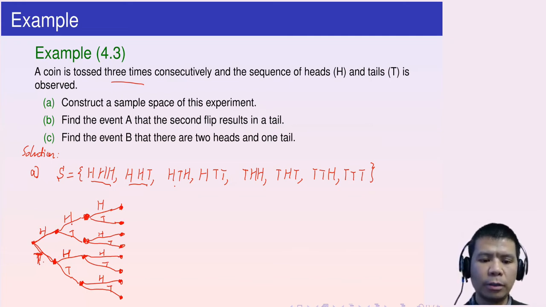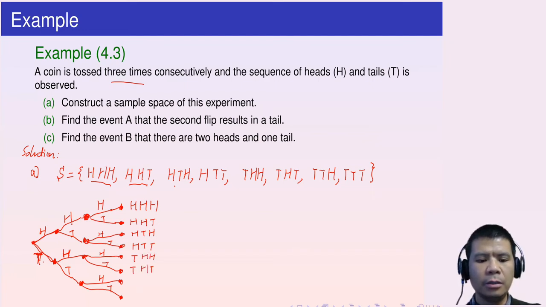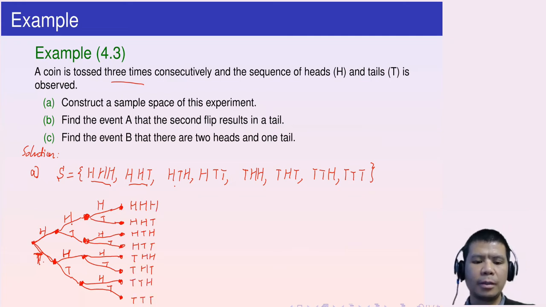Now let's see what they are. In order to tell this, I have head, head, head, head, head, tail, head, tail, head, head, tail, tail, tail, head, head, tail, head, tail, tail, tail, head, tail, tail, tail. Okay, so these are all the possible outcomes. So we have all of them listed here without losing anyone, right? So this is 8 possible outcomes.